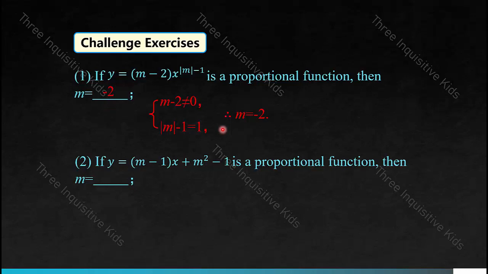And now using the same steps to solve this next problem. We know m minus 1 cannot be equal to 0 because this is the coefficient of the independent variable, and m squared minus 1 is equal to 0 because it cannot have a constant term, and in order for it to be a linear function, it cannot have a square in there. So this will also have to be equal to 0. And then once we simplify that, m is equal to negative 1. So the answer to the second question is m is equal to negative 1.